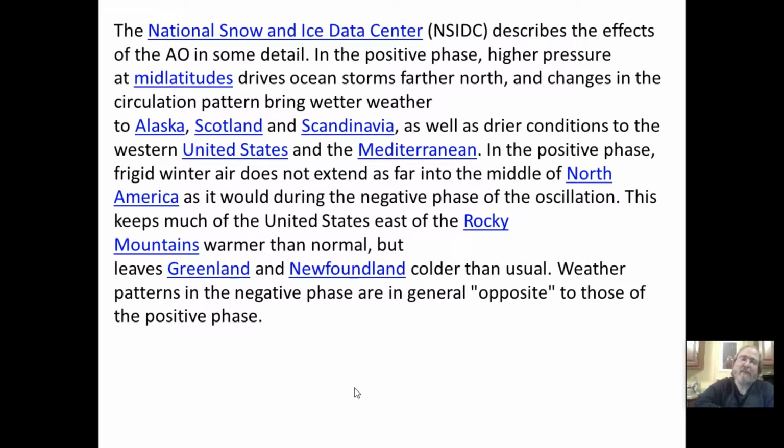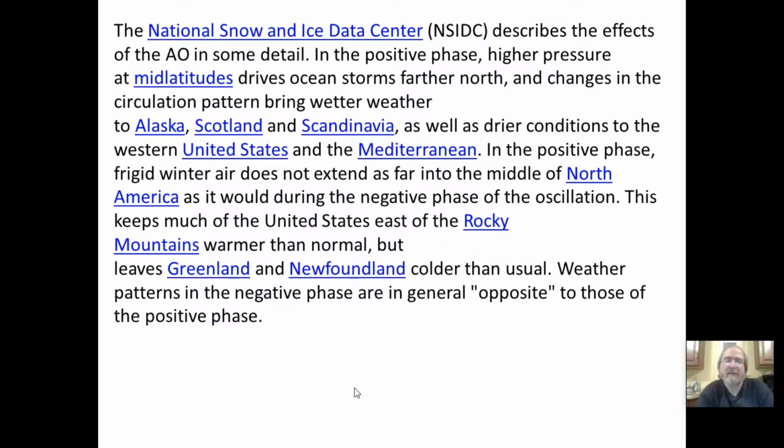NSIDC, the National Snow and Ice Data Center in Boulder, Colorado, describes the effects of the AO in some detail. In the positive phase, higher pressure at mid-latitudes drives ocean storms farther north, and changes in the circulation pattern bring wetter weather to Alaska, Scotland, Scandinavia, as well as drier conditions to the western U.S. and Mediterranean. Starting to sound like a part of the NAO, is it not?